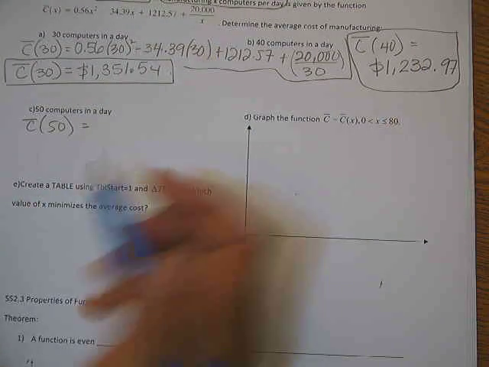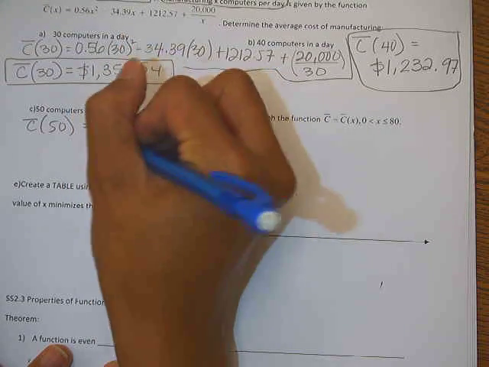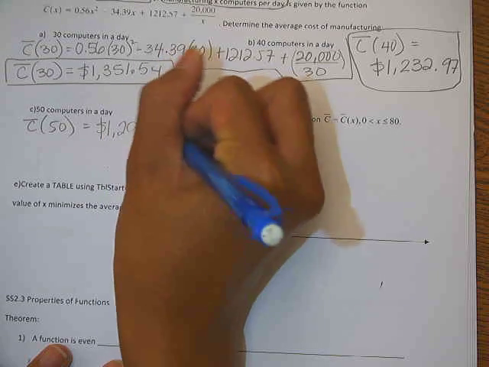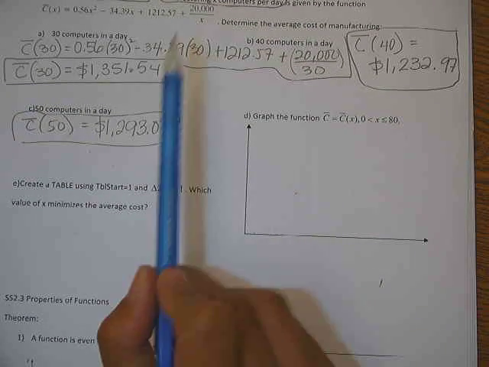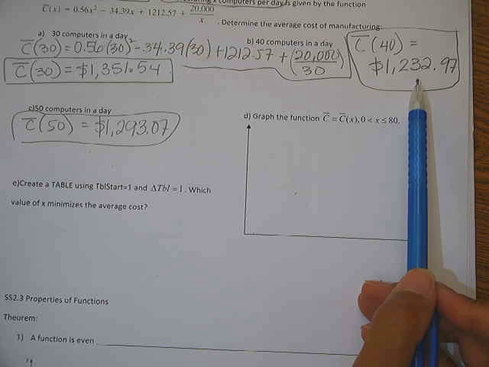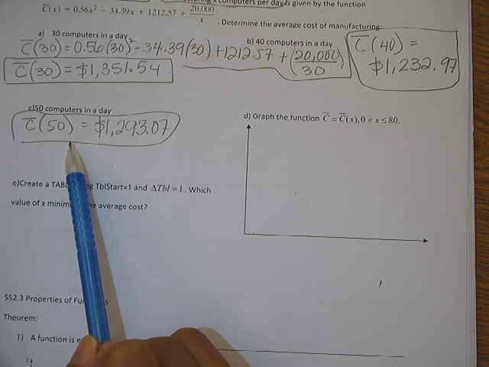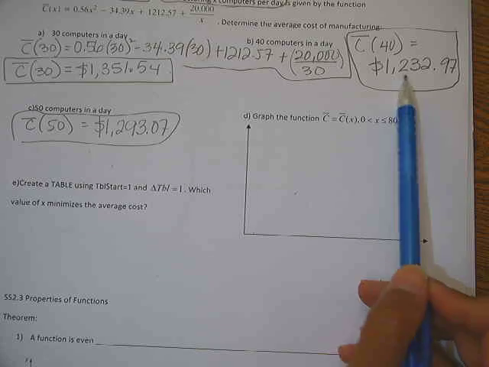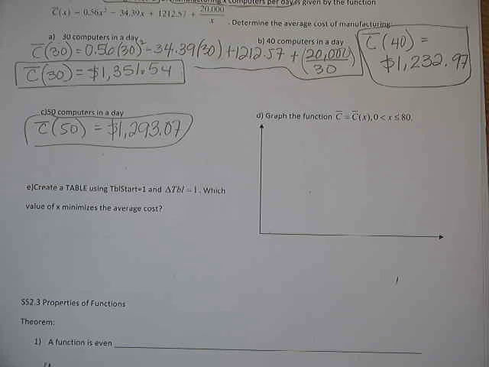And now the average cost to produce 50 computers per day is $1,293.07. Okay, so my question to you is this. I thought the more computers we make, the cheaper it is. Is that true? Then why is the cost of 50 more than the cost of 40? Does that make sense? Wow, that's trippy, isn't it? Okay, so that's something I want you to consider or think about as we are finishing this up.